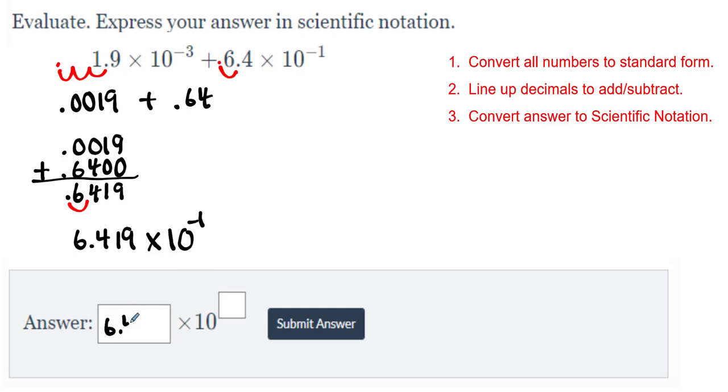So at 6.419 times 10 to the -1, we'll box our final answer. And again, this is kind of a repeat of what we did the other day, but instead of having positive exponents, we have negative exponents. So again, instead of really big numbers, we have really small numbers.